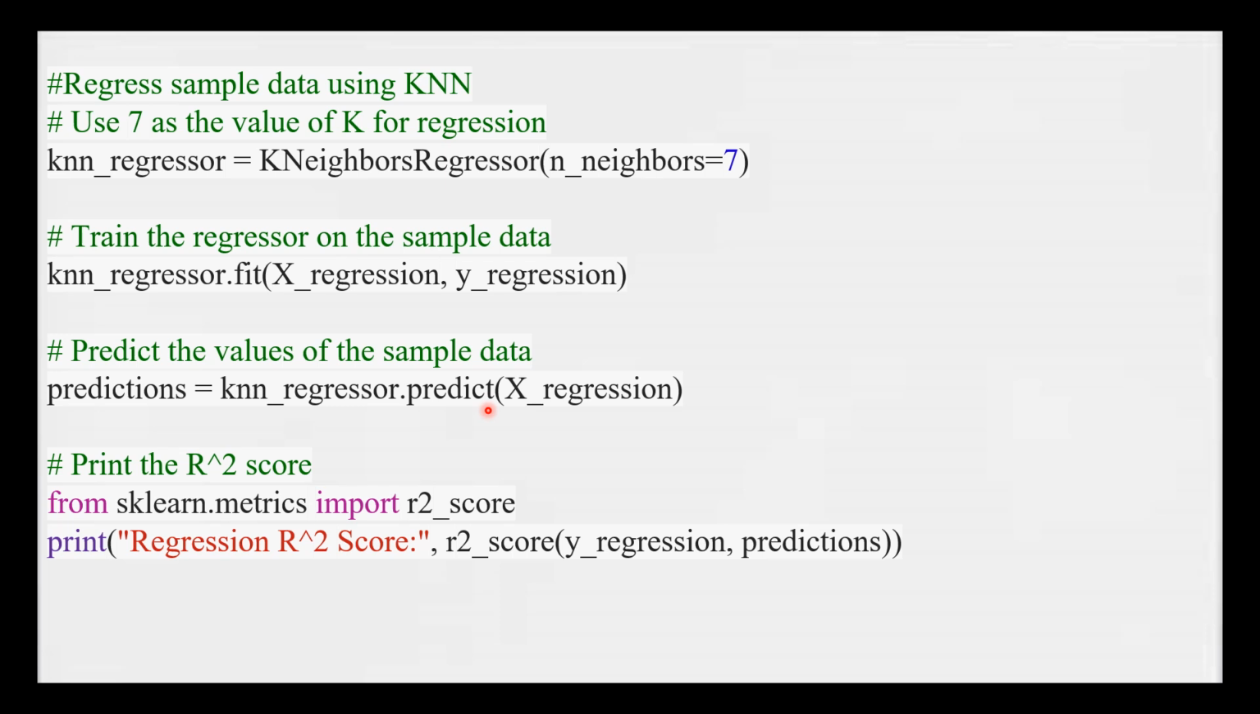So to summarize, we can say that this code generates random data sets for classification and regression tasks, trains the k-nearest neighbor models on these data sets and evaluates the performance of these models using accuracy score for classification and R squared score for regression.